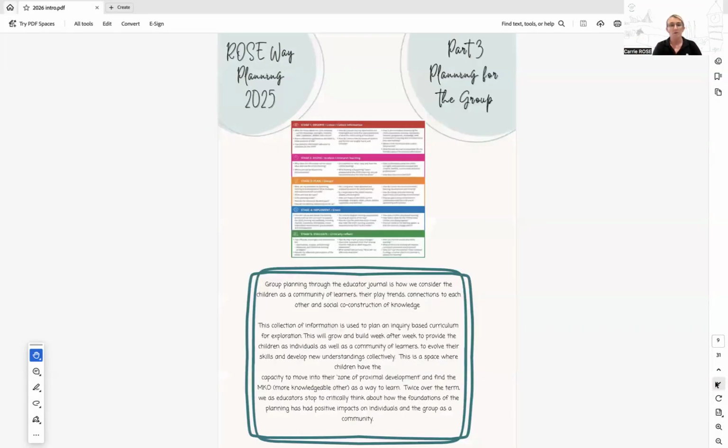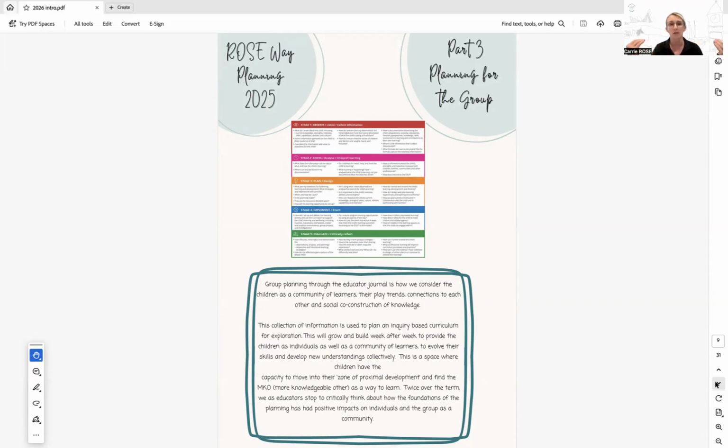Okay, so the third part of the framework is where we look at group planning. And the fourth part of the framework is where we look at individual planning. And they are 2 very separate elements of the framework. So part 3 is where the educators use what we call the educator's journal. And this is where the planning is broken down into what we call emerging play concepts. So this is where we look at those play patterns. What are we noticing from the group? What are the cohort's trends of play that we're noticing?